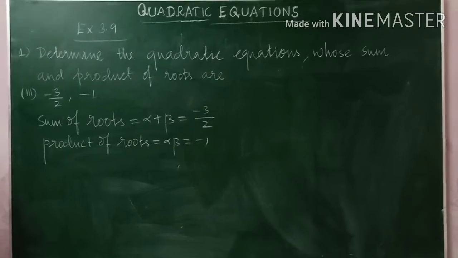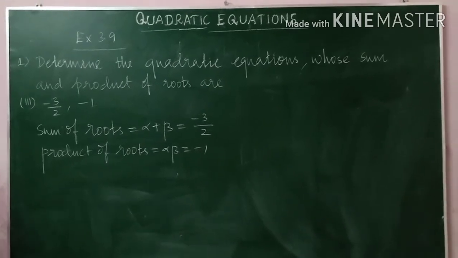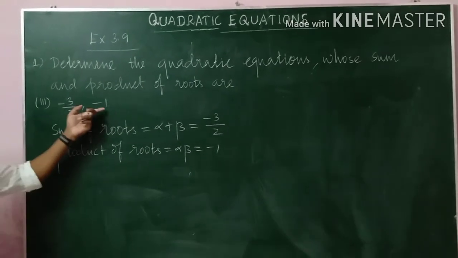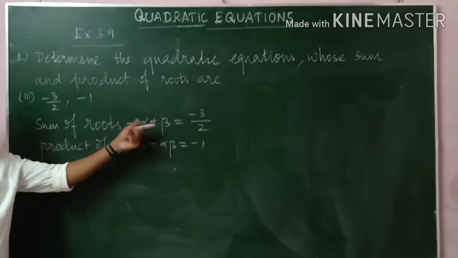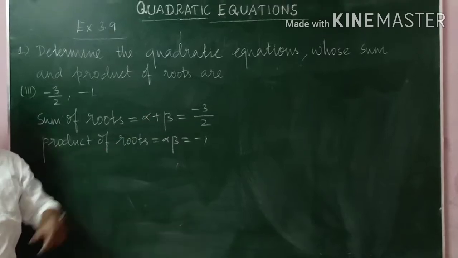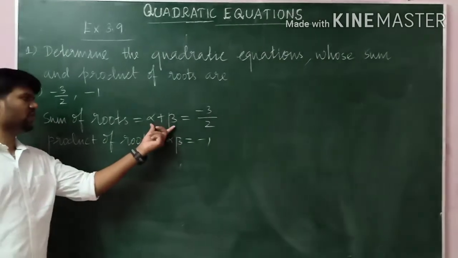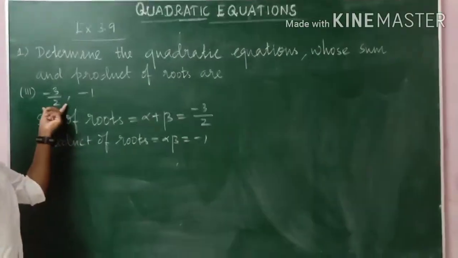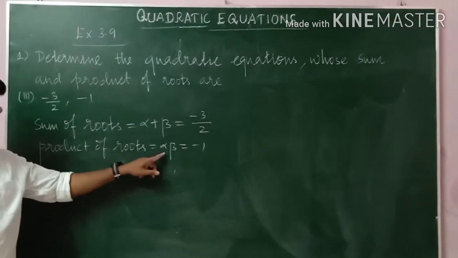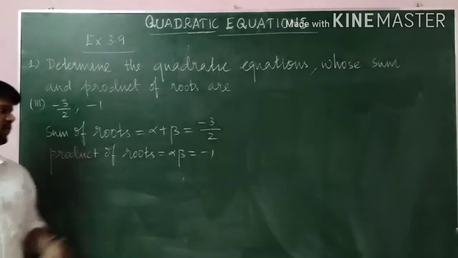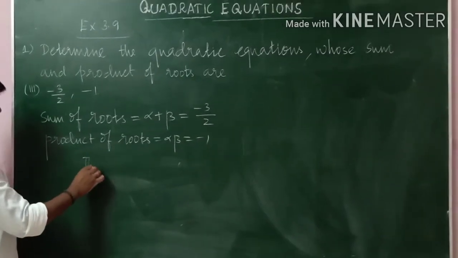First question, third part. Determine the quadratic equations whose sum and the product of roots are minus 3 by 2 and minus 1. Sum of roots alpha plus beta, since we have taken alpha is a root and beta is another root. So sum of roots alpha plus beta, already they gave in the question, is minus 3 by 2 and product of roots alpha into beta is what? Minus 1. So what is the required quadratic equation?